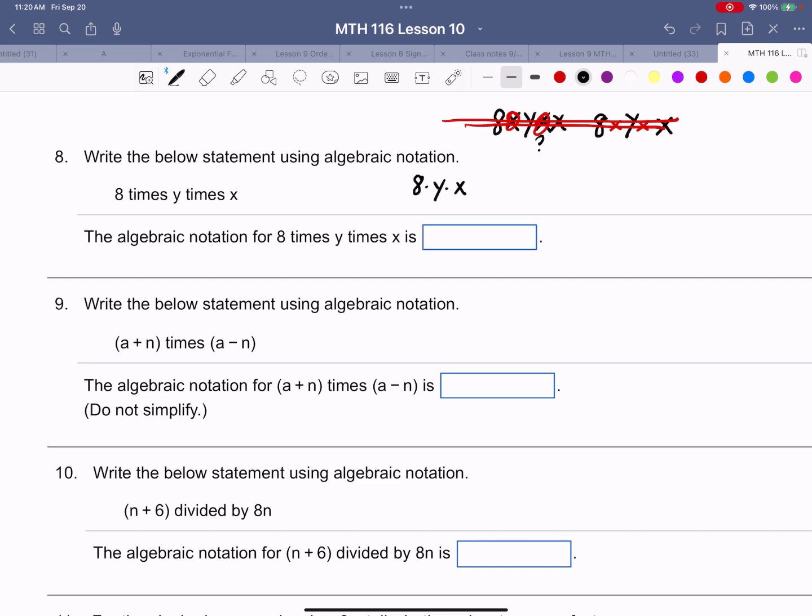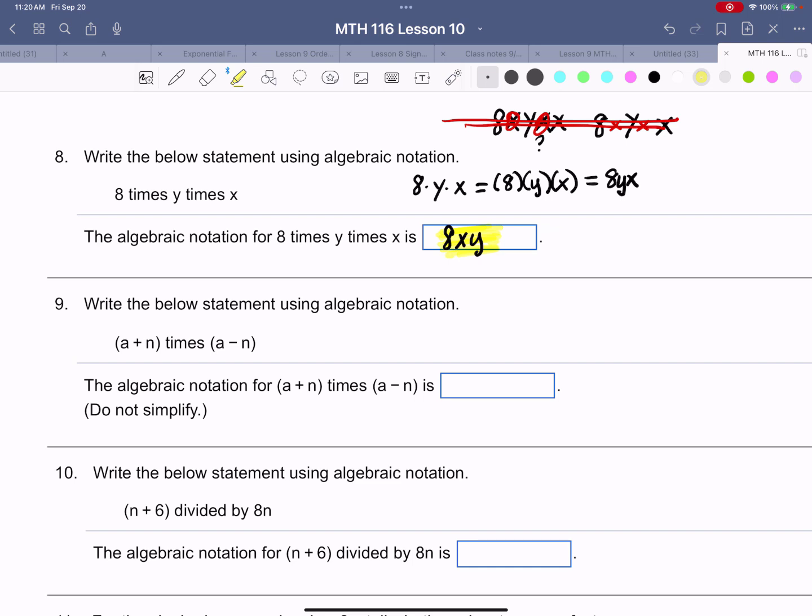so we definitely want to avoid using x's for times. We can use the dot. We can put each one in parentheses, or we can just write them consecutively in order like that, 8yx, and in alphabetical order, it would be 8xy. So any of those are correct. This would be probably the most preferable answer that you could give.